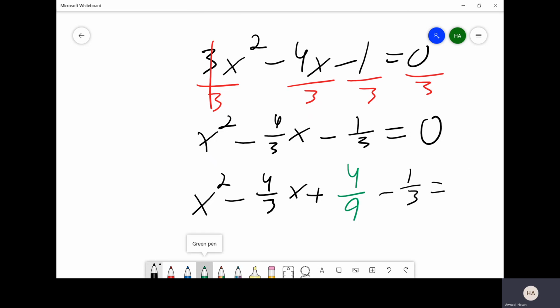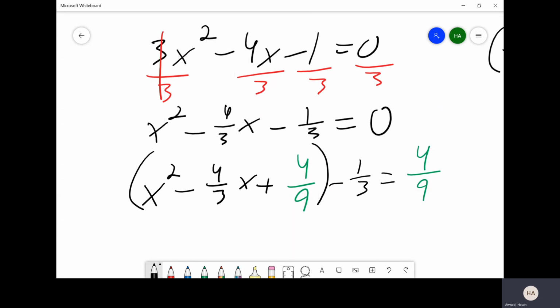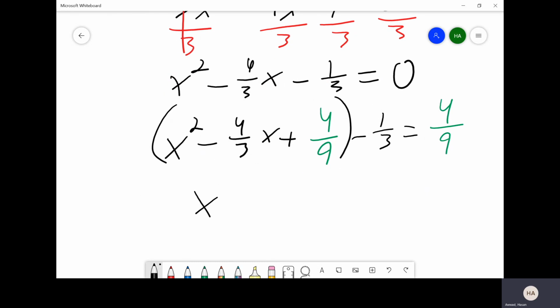And I'm going to also write this again in green because, again, this is a result of our b over 2 squared. Okay, so now we're just considering this piece here, right? Because now we added the 4/9 so that we could factor, right? So negative 1/3, well, I just want to add it to the other side because we don't need it anymore, right? So now we have x squared minus 4 over 3x plus 4 over 9. And adding 1/3 to the other side is equal to 4/9 plus 1/3.